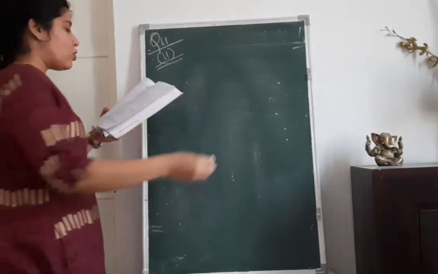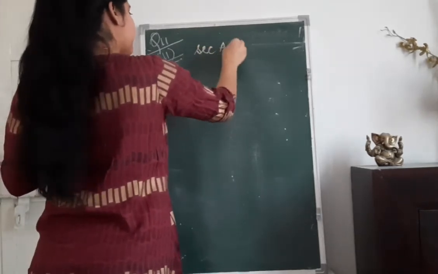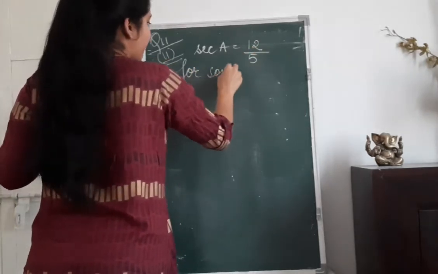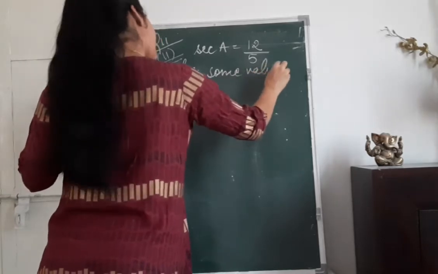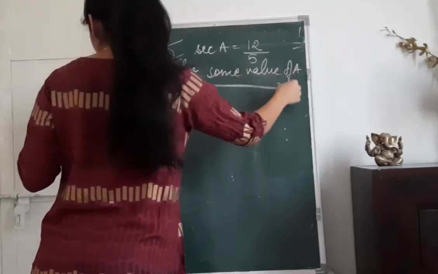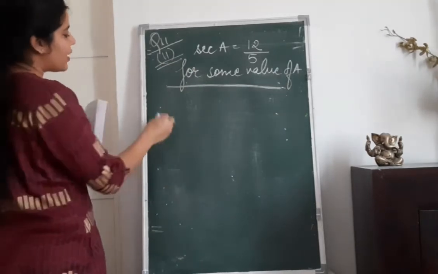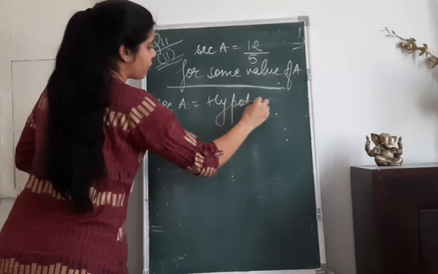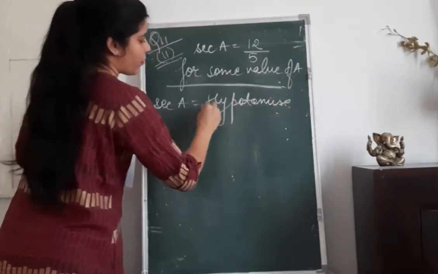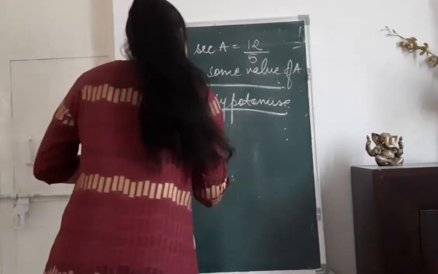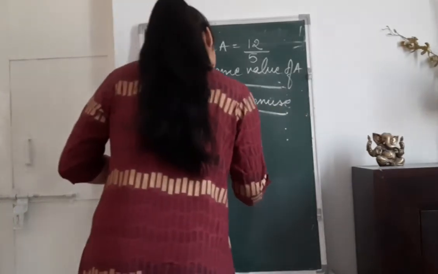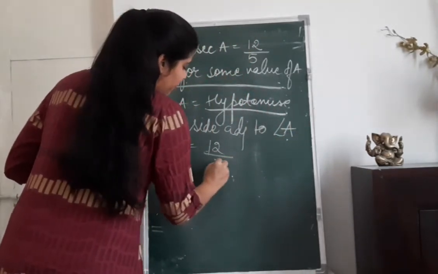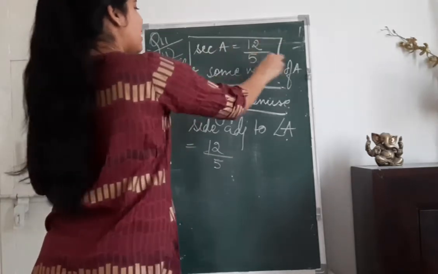Sec A is equal to 12 by 5, for some value of A. Okay, what is sec A equal to? Hypotenuse upon the adjacent side. Can sec A be equal to 12 by 5? Yes, sec A can be equal to 12 by 5.